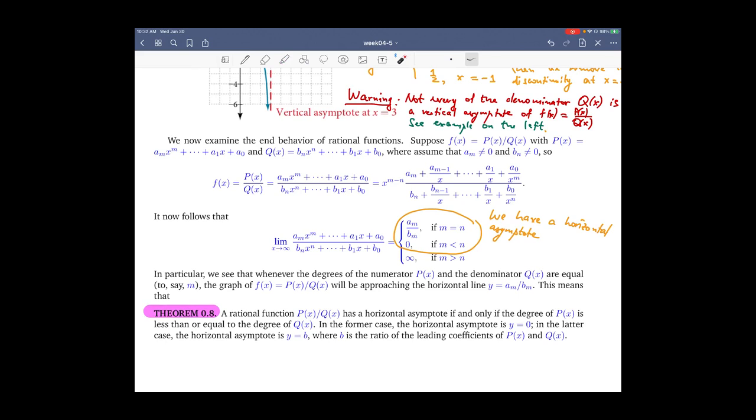We have a horizontal asymptote in the two special cases when the degrees of the numerator and denominator are equal, or when the degree of the top is less than the degree of the bottom. In the first case, we have a horizontal asymptote y equals b, where b is the ratio of the leading coefficients. And when the degree of the top is less than the degree of the bottom, the asymptote is simply y equals 0, which is the horizontal axis.